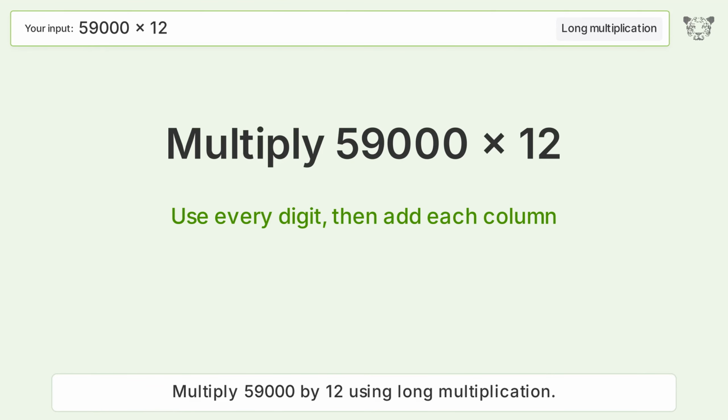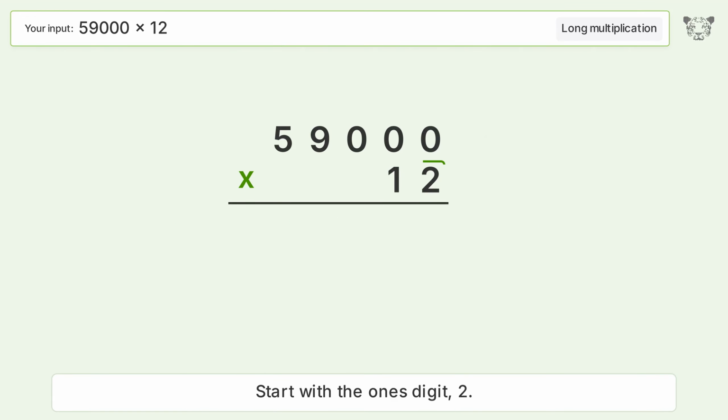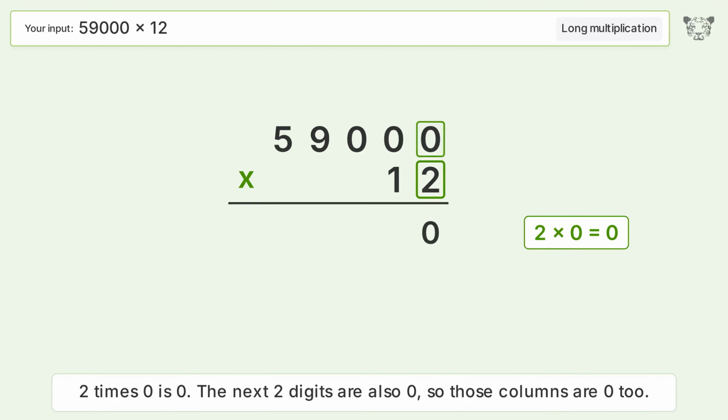Multiply 59,000 by 12 using long multiplication. Start with the ones digit, 2. 2 times 0 is 0. The next two digits are also 0, so those columns are 0 too.